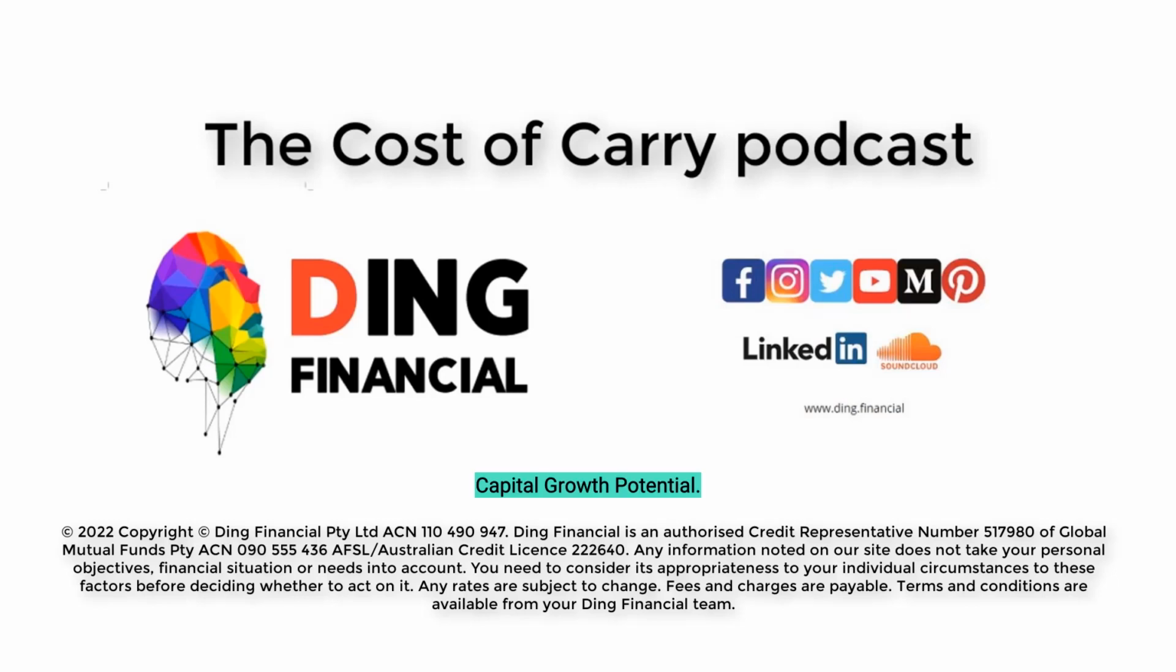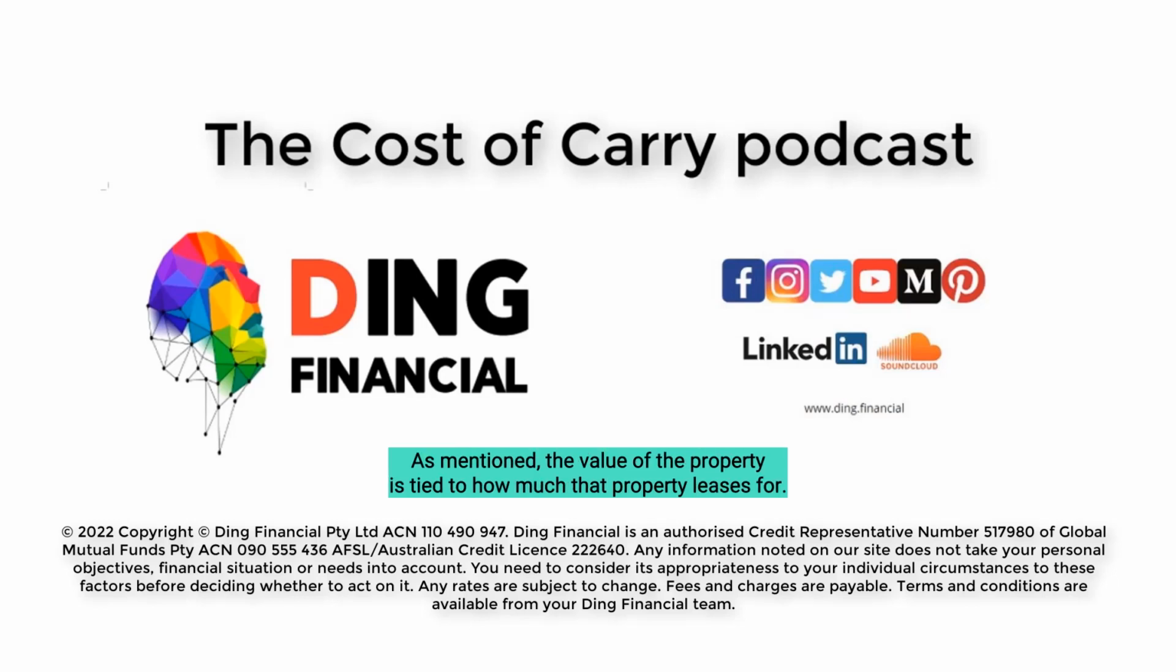Capital growth potential. Many people believe residential property is superior to commercial because of the ability to improve a property and add value to it. However, this is equally true of commercial property. As mentioned, the value of the property is tied to how much that property leases for. Anything you're able to do to increase that lease will mean a higher property value. Things like renovations and subdivisions are quite feasible with commercial properties.